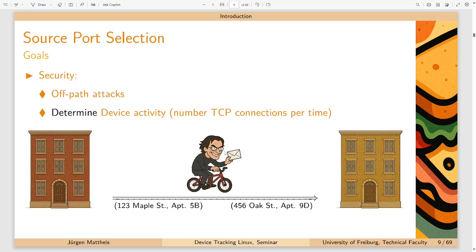hijacking your TCP connection. And device activity can be revealed, for example, if you have one globally shared increment between all TCP connections. Then an attacker, for example, makes TCP connections to a server all the time, and he sees the source port increments and by how much they change, and from this he can deduce the device activity.